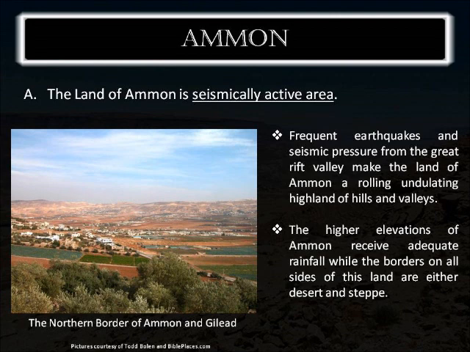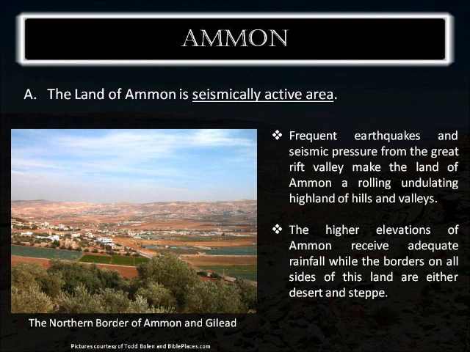What do we need to know geographically about this land? And the first thing I'd like to point out is that the land of Ammon is seismically active. This is an area that gets frequent earthquakes and it's under intense seismic pressure because the Great Rift Valley is slowly pulling apart, and Ammon is just one of those places that's losing this tug of war when it comes to land formations. And because of that, the land has many rolling hills and carved out valleys, all because the ground is highly unstable.